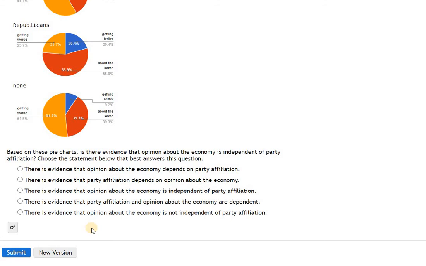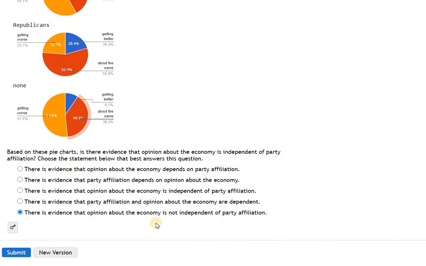There is evidence that opinion about the economy is independent of party affiliation. I'm looking at the opinion about the economy, and I don't think it's independent of the party affiliation based on what I see here. There is evidence that the party affiliation and opinion about the economy are dependent. I cannot say that either because that's just a strong assumption. There is evidence that opinion about the economy is not independent of party affiliation. This is a less strong statement that I'm going to go with because, based on the evidence that I see here, the opinion about the economy and the party affiliation are not independent.